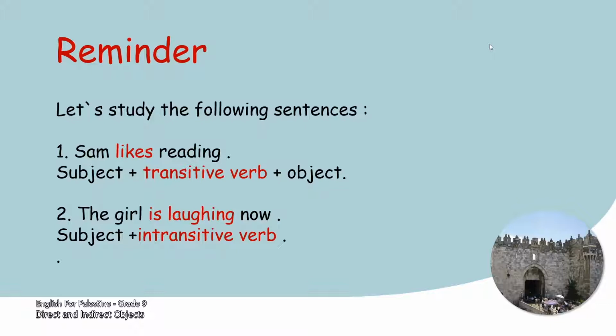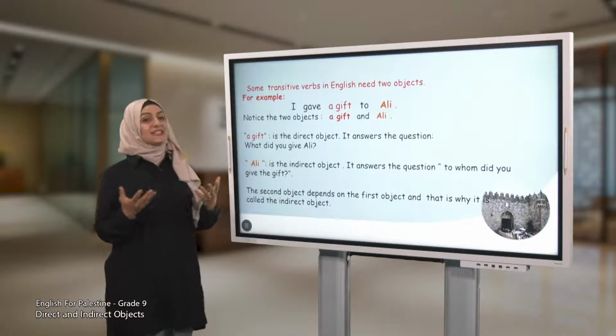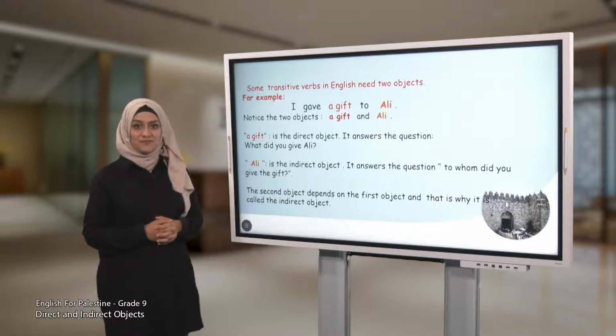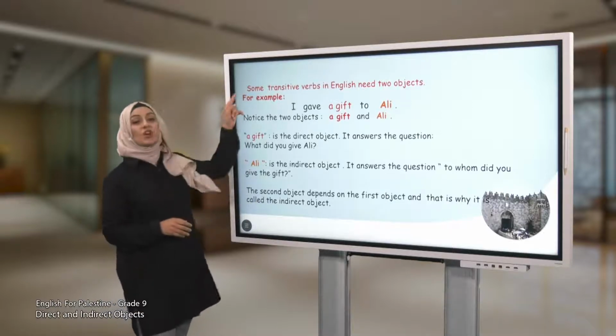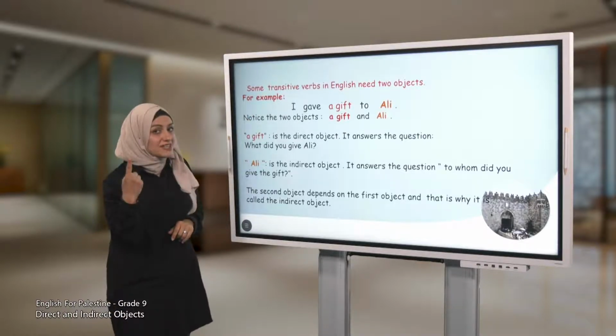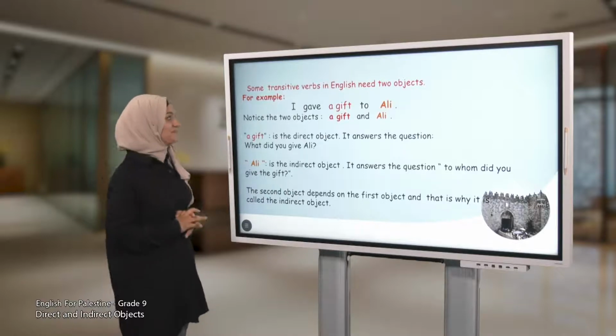In the second example, the girl is the subject. Is laughing, right? It's a verb, but we don't have an object. This is because laugh is a verb that doesn't need an object, and we call it an intransitive verb. Now, as we said, we have two types of verbs, transitive verbs and intransitive verbs. You also have to know that some transitive verbs may need two objects, not only one object, but two objects.